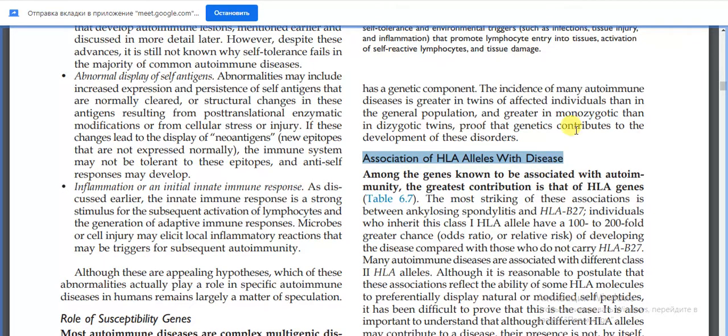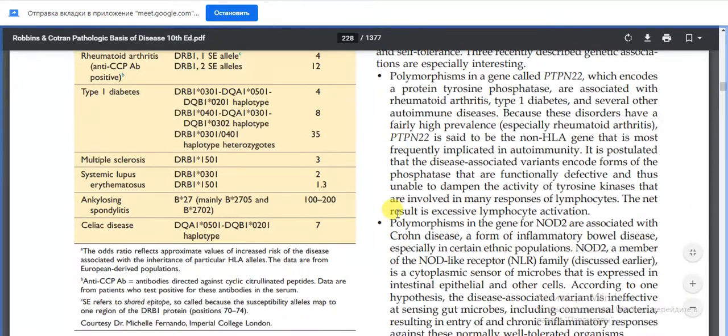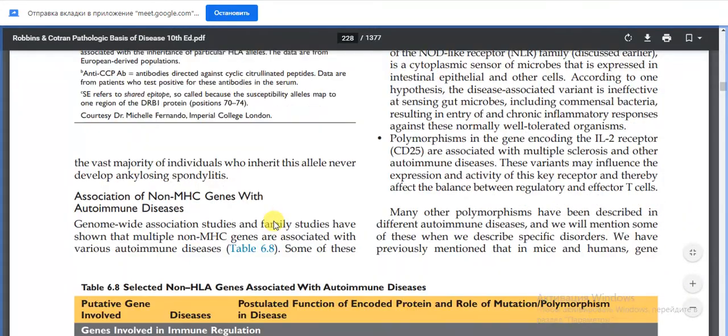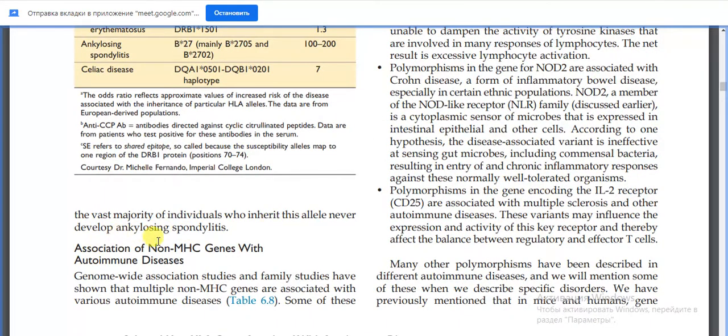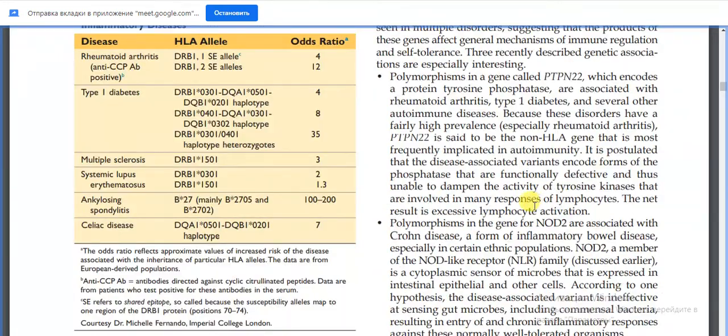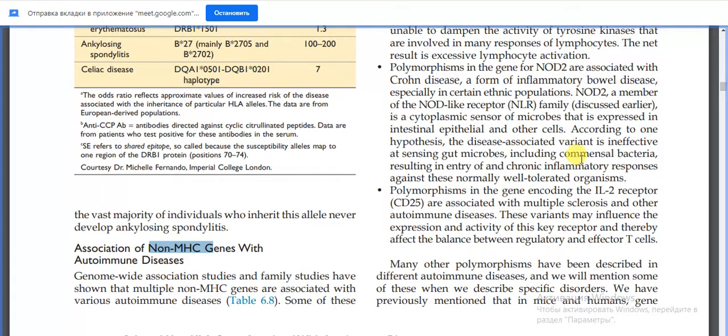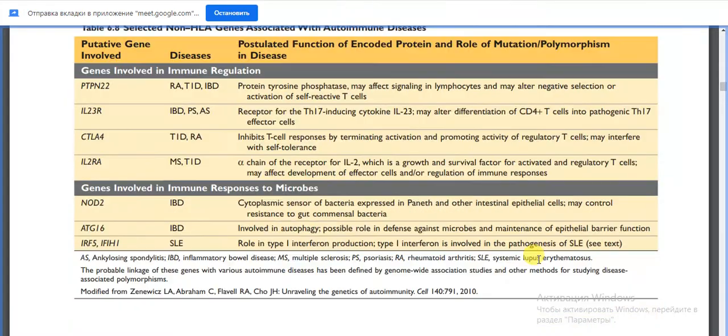I don't ask you to remember this, just remember that HLA genes are responsible. We also have non-MHC genes associated with autoimmune diseases, and there's no need to remember these by heart either. But remember that it is often receptors for cytokines, which, when defective, cause a defect in the suppression of the immune response.